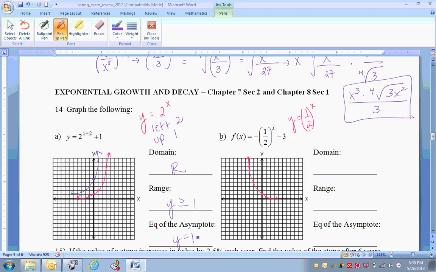Okay, now for part B, let's go ahead and figure out what transformations we're going to have to make here. Our parent function is y equals 1/2 raised to the x. I've graphed it in pink. This negative out front means I'm going to reflect it over the x-axis. And the -3 out back means I'm going to shift down 3. So I'm going to reflect and then shift down.